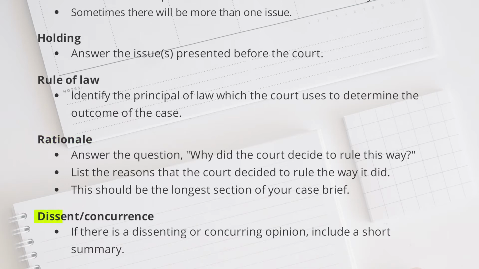And then if there's a dissent or concurrence, put a short summary. Sometimes there's a dissenting judge and they'll say, I disagree with this court's opinion because, and they'll write this long dissent. So you might want to put the dissent or the concurring opinion. A concurring opinion agrees with the outcome but has a different rationale for the outcome. So sometimes it can be interesting to see what the concurring opinion states.